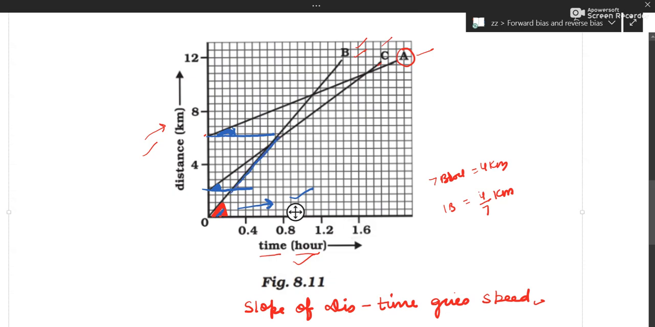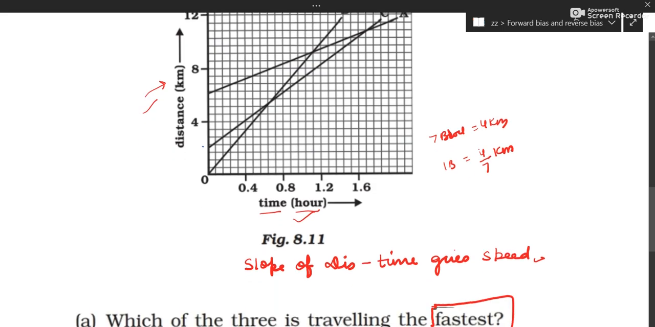Which line is this? Whose line is it? B. So B is traveling fastest because its angle is maximum. That is, its slope is maximum. That is, its speed is maximum because speed is given by the slope of the distance-time graph.